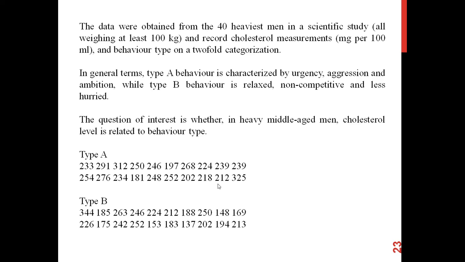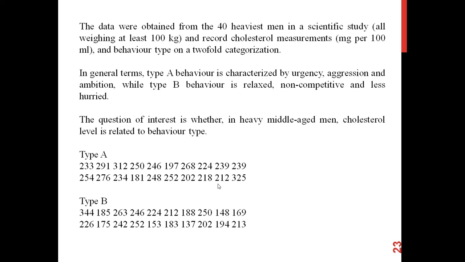Data were obtained from the 40 heaviest men in a scientific study, all weighing at least 100 kg, and their cholesterol measurements were recorded in milligram per 100 milliliter, and behavior type has been categorized into two types. Type A behavior is characterized by urgency, aggression and ambition, while type B behavior is relaxed, non-competitive and less hurried. The question of interest is whether in heavy middle-aged men cholesterol level is related to behavior type.